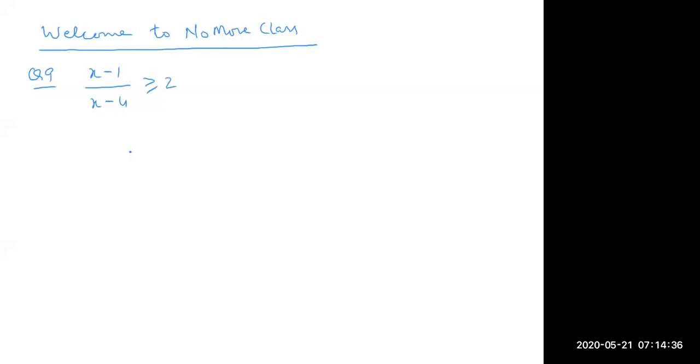Students do that, I am telling. x minus 1 upon x minus 4 greater than 2 upon 1. And then they will cross multiply after this. They will write x minus 1 is greater than 2 times of x minus 4. This is a wrong step.